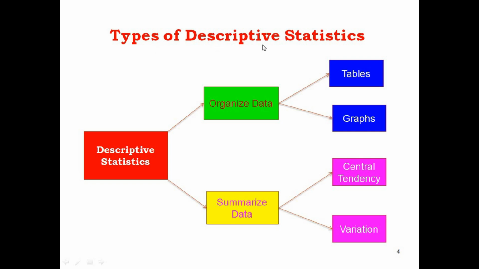Next, types of descriptive statistics. With descriptive statistics, we can organize data and summarize data. In these two ways, we can use descriptive statistics. To organize data, we use tables and graphs, and to summarize data, we use measures of central tendency and variation.